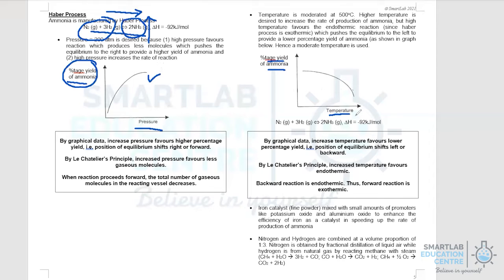In the case of temperature, as the temperature increases, an increase in temperature favors the endothermic reaction. The enthalpy change for the reaction given is exothermic for the forward reaction. Therefore, the increase in temperature, which favors endothermic, means that the position of equilibrium will shift backward or towards the left. And hence, the amount of ammonia will drop. Therefore, the graph for the percentage yield of ammonia is as such.